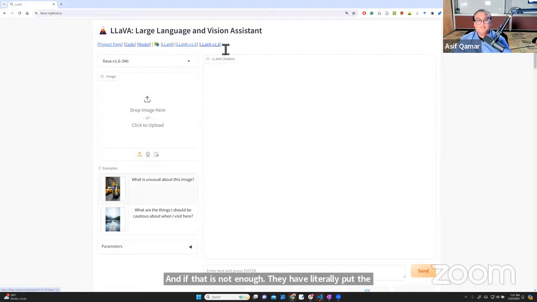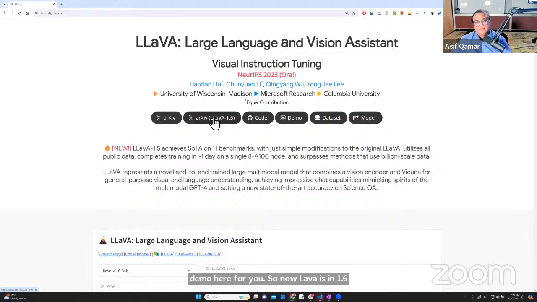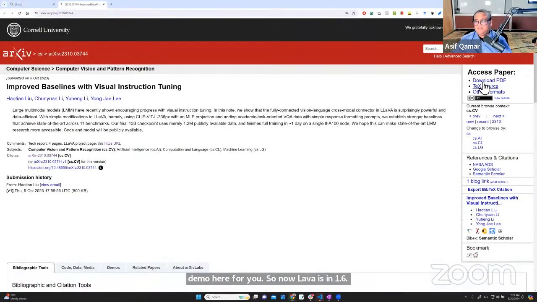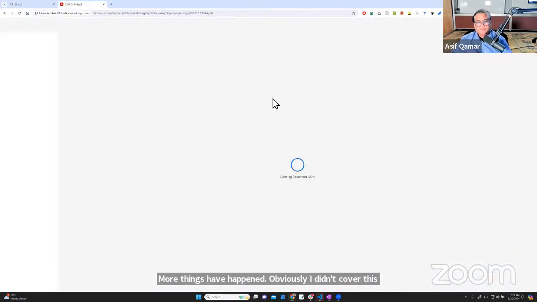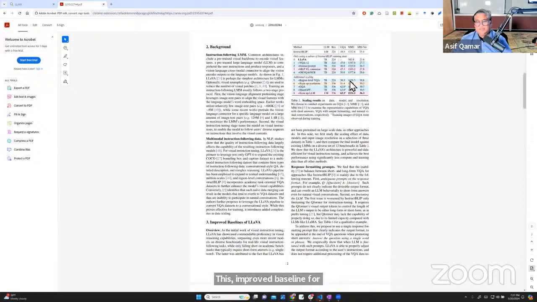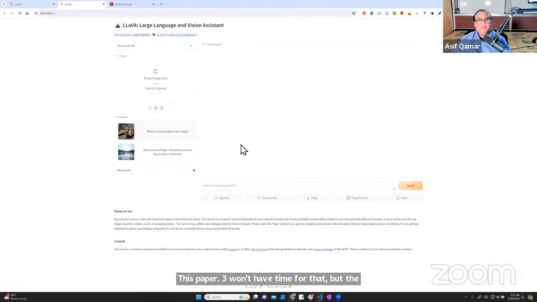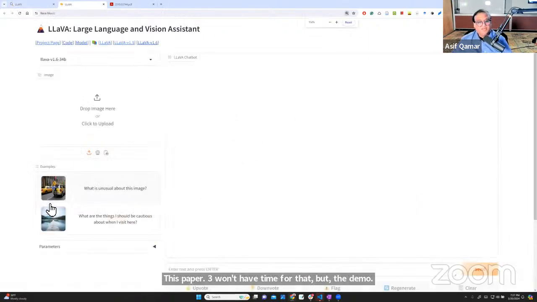So now LLaVA is in 1.6. More things have happened. Obviously, I didn't cover this paper, which is an improvement over LLaVA, this improved baseline for visual instruction tuning. We won't have time for that, but the demo. And here it is, the demo. And you can put an image of your choice.